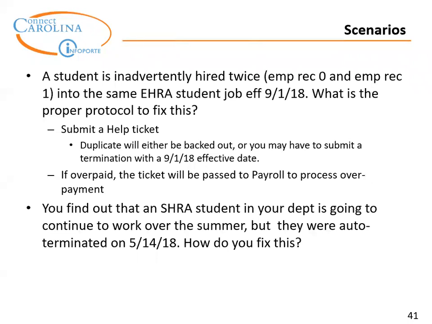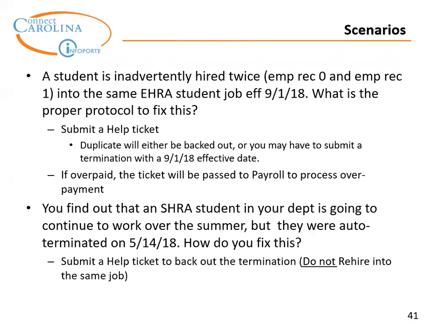You find out an SHRA student in your department is going to continue to work over the summer, but they were auto-termed, right? If it's in the same job, we don't want to hire them back 6/1 if they're going to start July 1st. We can just back out that auto-term with a help ticket and start the expected end date change, right? And edit existing job ePAR to extend them. And as long as you've got that in progress before the end of day, then they're not going to get auto-termed again the next day, right? Because even if it's waiting on approvals, if it sees that that ePAR is out there, it's not going to auto-term them again the next day.